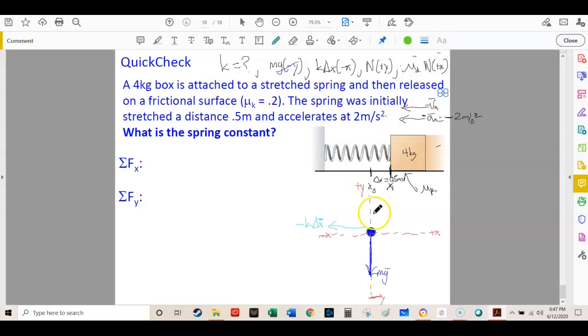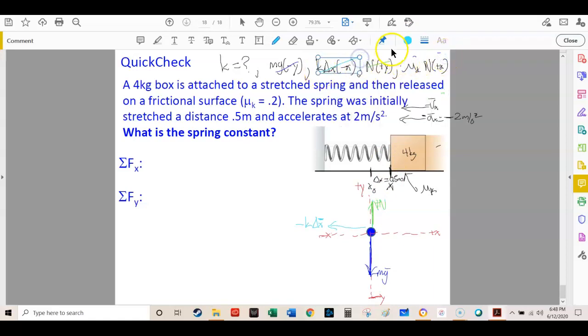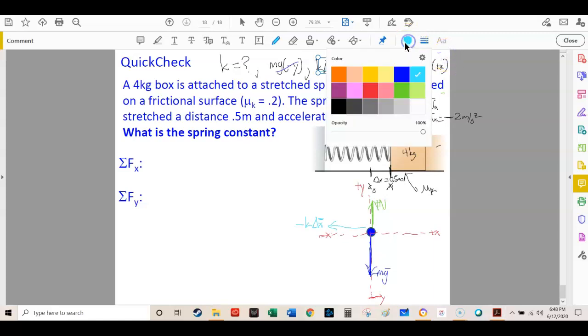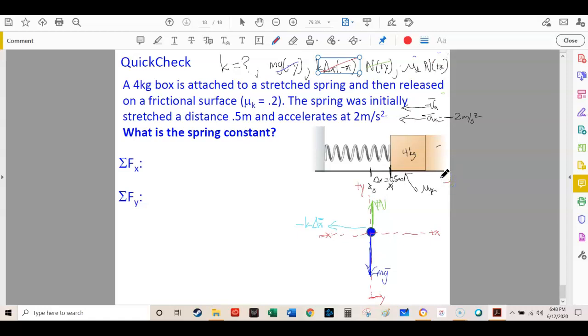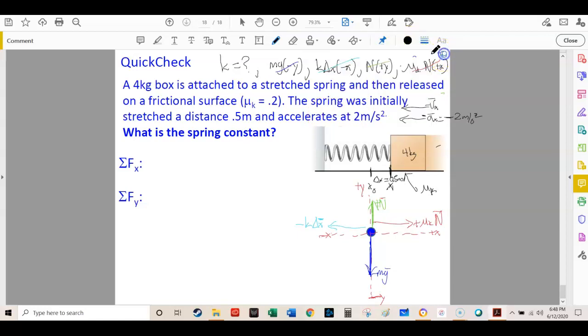Let's use green. The normal force is pointed up, in the positive y direction. Oops, I forgot to use baby blue to knock out that other one. There. And now we've got friction. For some reason I think friction is red. So friction is equal to positive mu sub k times the normal force. And our force is right there. I've got vector heads on everything, so I've got all of my forces listed.